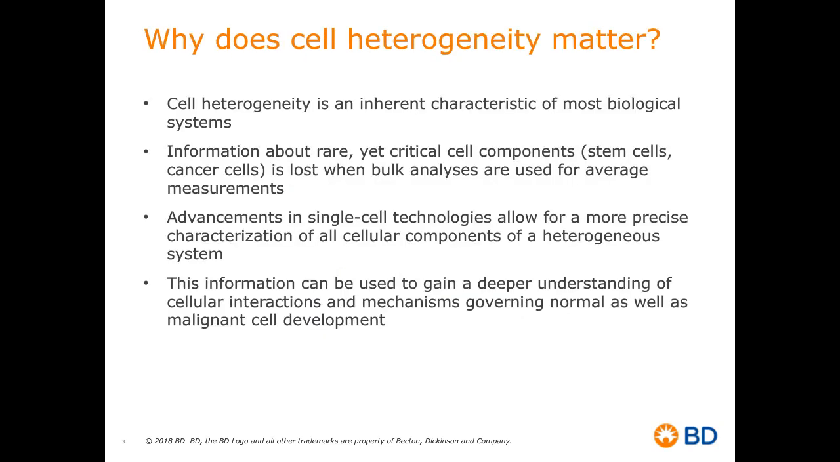And this is important because, as I mentioned, cell heterogeneity is an inherent characteristic of most, if not all, biological systems. And as we showed with bulk analysis, information about rare but still critical cell components like stem cells or cancer cells is usually lost when bulk analyses are used for average measurements. But with advancement in single-cell technology, today we can perform a more precise characterization of all cellular components of the system. And this allows us to gain a deeper understanding of all the interactions and cellular networks, and eventually the mechanisms governing normal as well as malignant cell development.